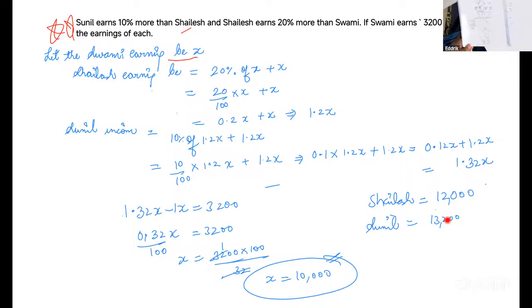Shailesh's income is 12,000. Now for Swami's income, I substituted the y again into the second equation. So 5y minus 6z is equal to 0. So 5 into 12,000 minus 6z is equal to 0. 5 12s are 60, so 60,000 minus 6z is equal to 0. So transposing, minus 6z is equal to minus 60,000. 6z is equal to 60,000. So z is equal to 10,000. That is Swami's income. So Sunil's income is 13,200, Shailesh's income is 12,000, and Swami's income is 10,000. That's how I got it.